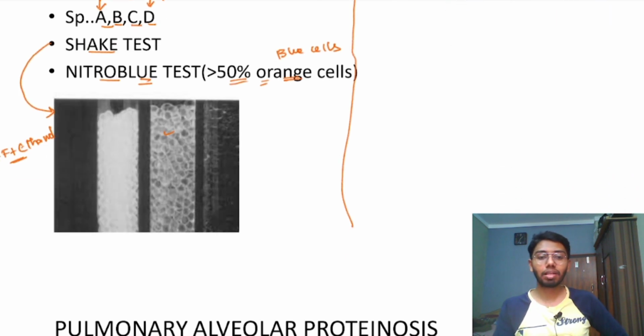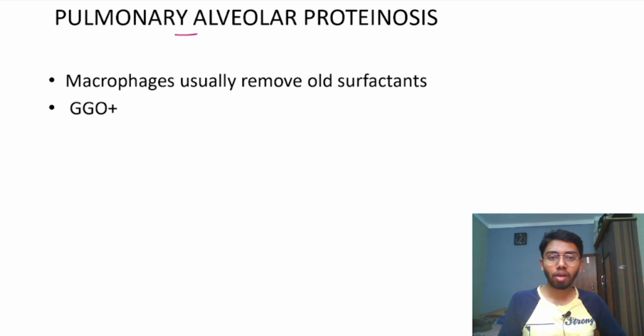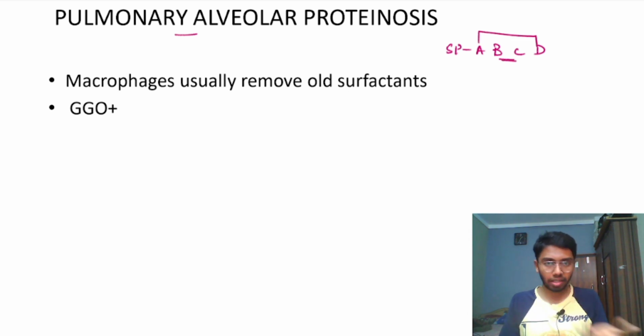Coming to the next topic, pulmonary alveolar proteinosis. Just remember 2-3 points about it. I told you we have 4 surfactant proteins, SP-A, B, C, D. A and D are involved in immunity, B and C in normal surfactant function. When any structural defect is there in B and C, what will happen? Before that, let me tell you one point.